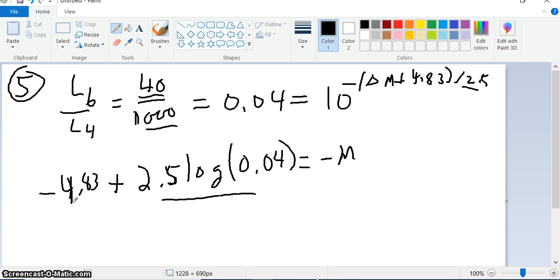By how many magnitudes does it change? It changes by negative 8.3. Negative 8.3. All right, so that's number 5. Let's do the number 6.